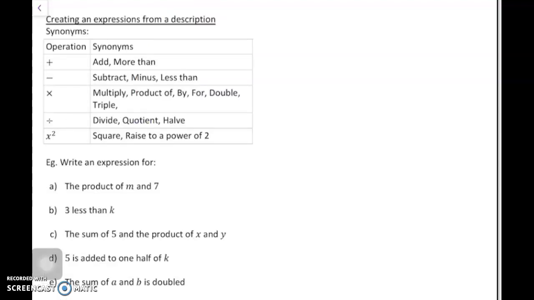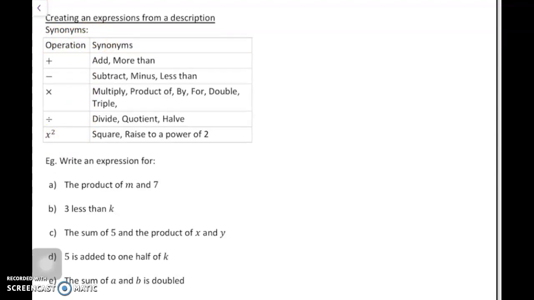Now the last thing we need to look at is knowing how to translate an expression from a description in words. So we need to know the different words that are used to describe certain operations with pronumerals and numbers. So I've written down a few common synonyms used for these operations, but these aren't exhaustive. So let's have a look at our first example.